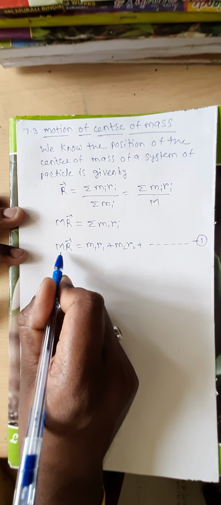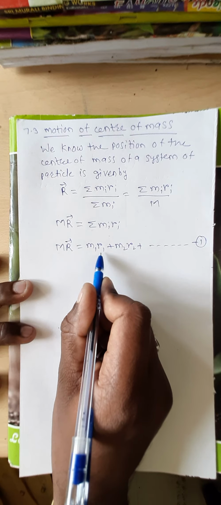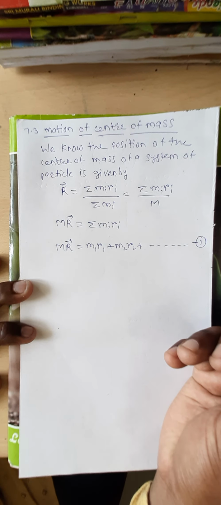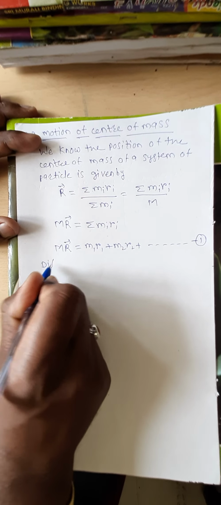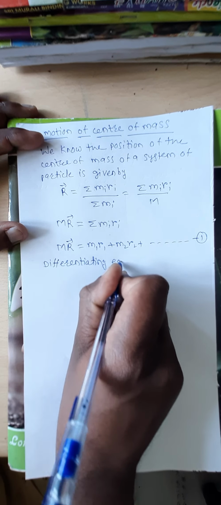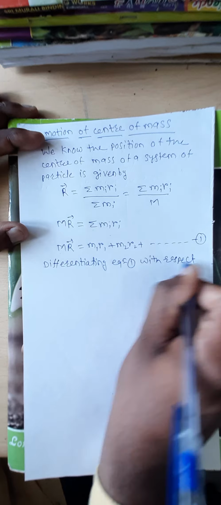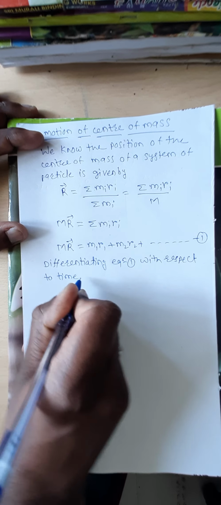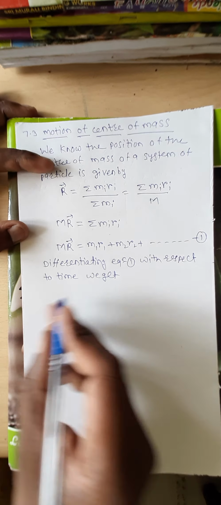Therefore, M is the total mass of the system, and R is the position vector of the center of mass of a system of particles. Therefore, M R is equal to m1 r1 plus m2 r2 plus m3 r3 plus so on. Okay, this is equation number 1. Now, differentiating equation 1 with respect to time, we get.